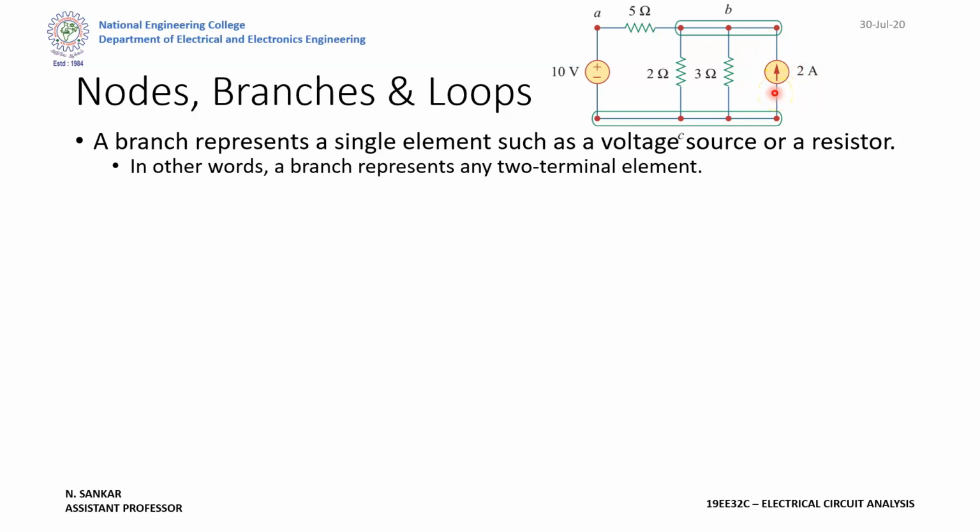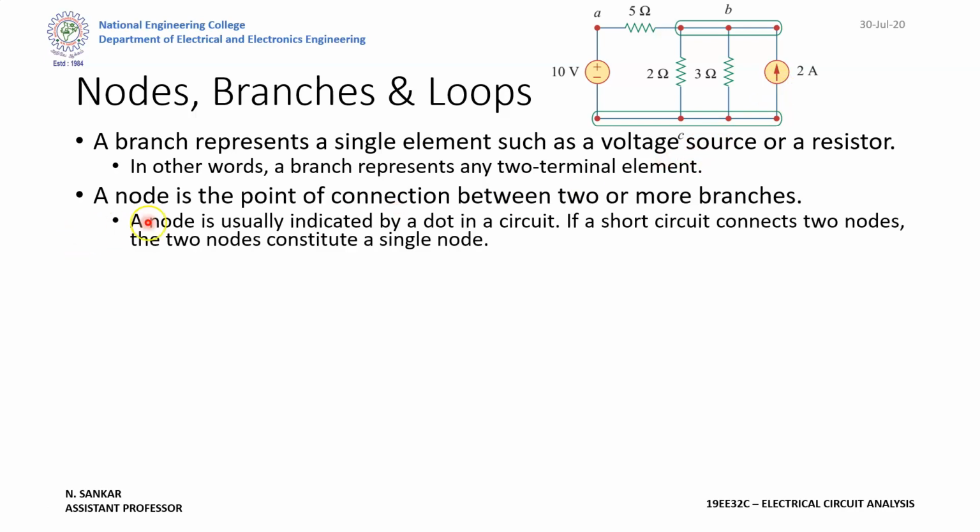Next, the node. A node is nothing but a point of connection between two or more branches. For example, here the 10 volt source is a branch and the 5 ohm is a branch. So this connecting point here is called a node. Similarly, the 5 ohm and 2 ohm are connected at this point, so this is considered a node. And similarly, if you take the lower point on this side, the 10 volt, 2 ohm, 3 ohm, and 2 ampere are all connected to a single point.